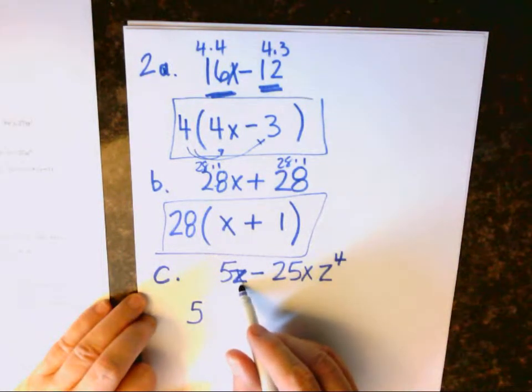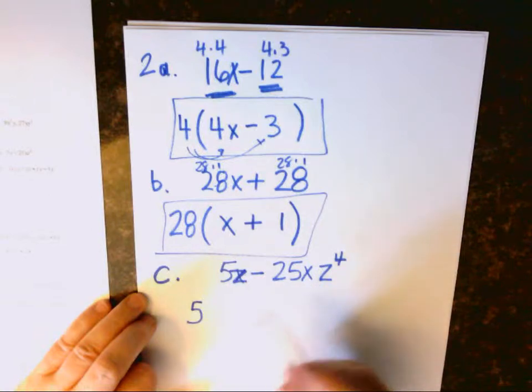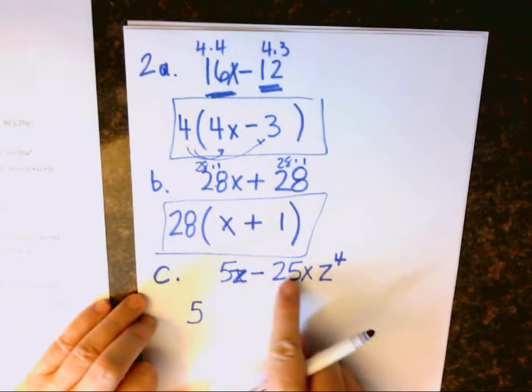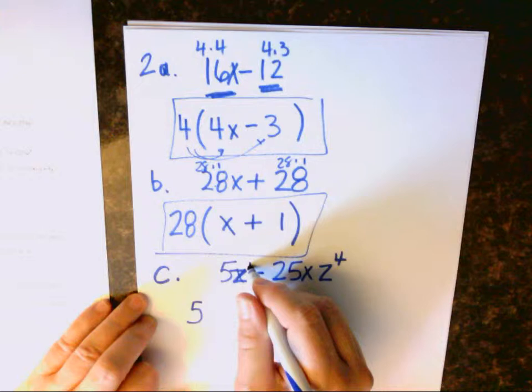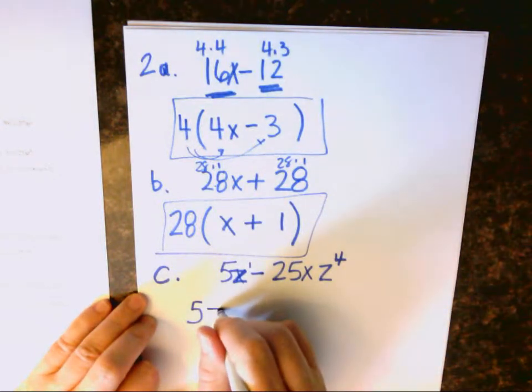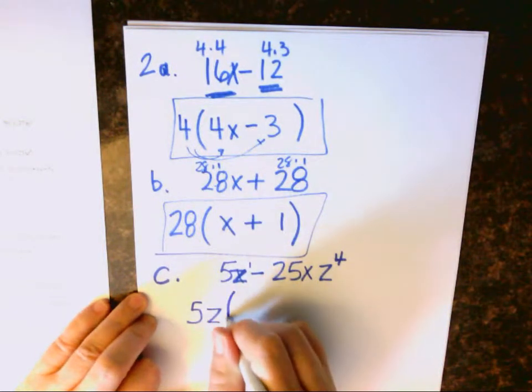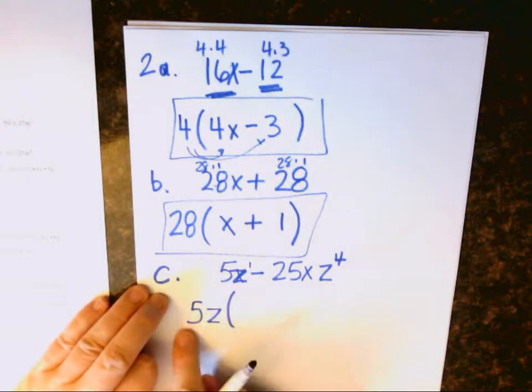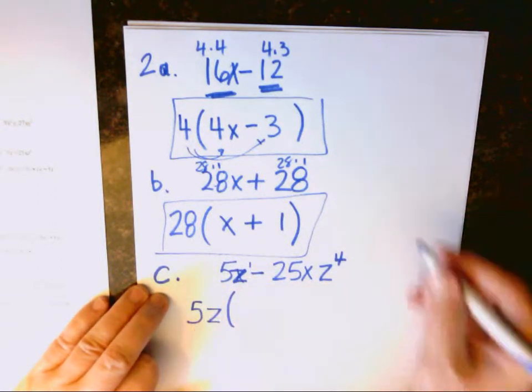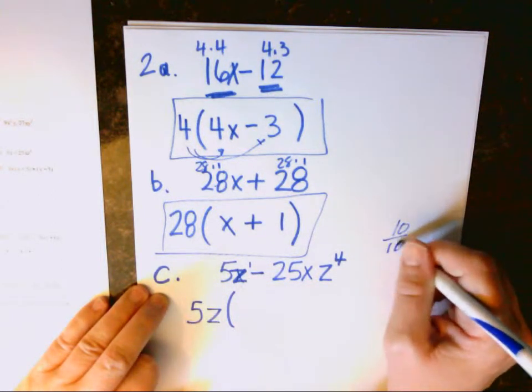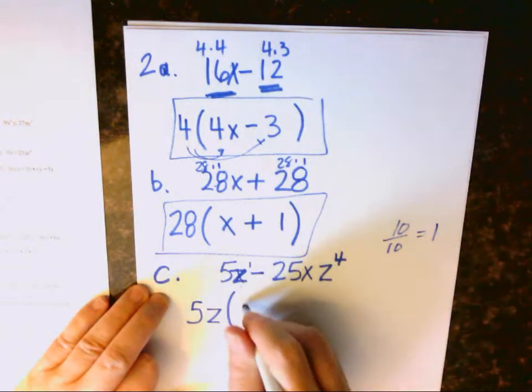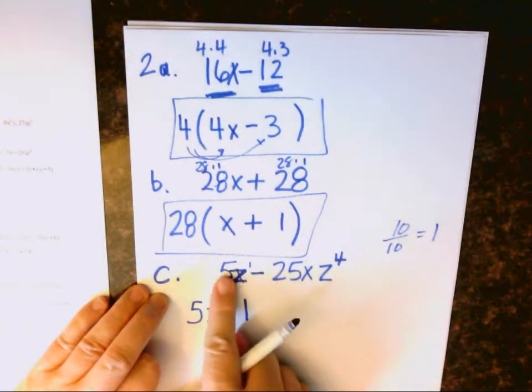Now let's look at the variable part. We only have an x over here, so we can't use x. But there's a z. We pick the lowest power of z. This is to the first power, right? So we take out a z to the first. And when we divide a 5 out and a z out, anything divided by the same thing makes a 1. So we have to put a 1 there to hold the place for where it was, right?